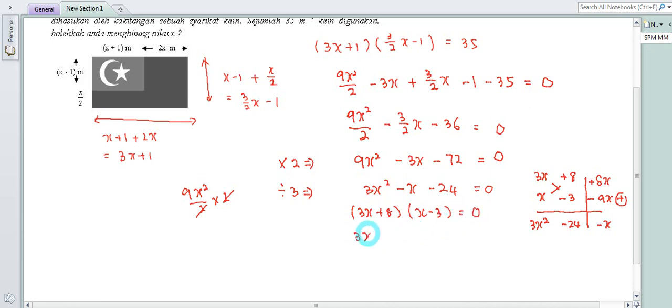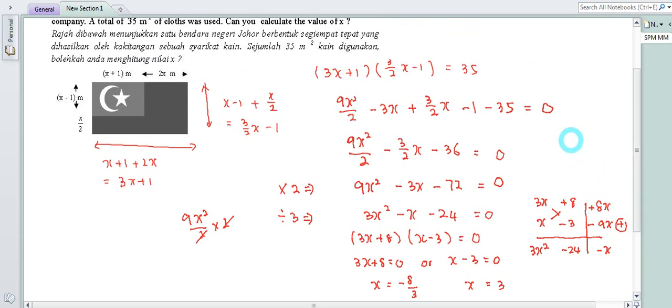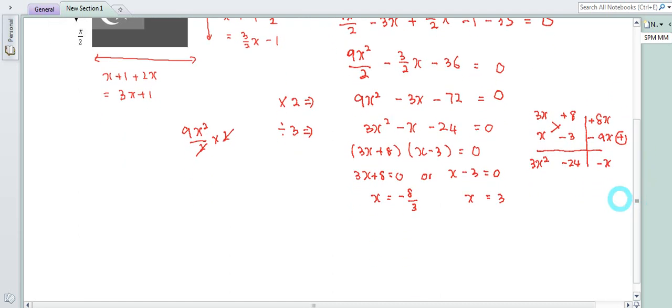So 3x plus 8 equal to 0, or x minus 3 equal to 0. So x is equal to negative 8 over 3, or x is equal to 3. So in this case, we need to be more careful. We cannot stop here, okay? Because the x is actually the x over 2. This is a length. If I use the negative 8 over 3, it will become negative. Length cannot be negative. So this number is actually not suitable. I just ignore it. Not our answer. So final answer is x is equal to 3.